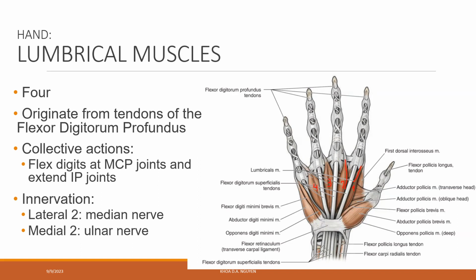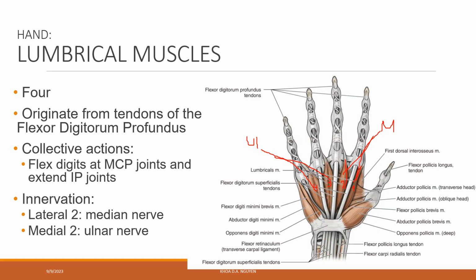And you also want to know which one is which because functionally and innervationally, they are different. 1 and 2 are innervated by the median nerve, while 3 and 4 are innervated by the ulnar nerve. So they are functionally and innervationally different as well. All 4 lumbrical muscles originate from the tendons of the flexor digitorum profundus. So they arise from the tendons of the deep flexor muscle that comes from the forearm.